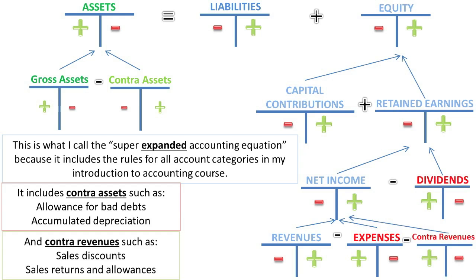It also includes contra revenues such as sales discounts and sales returns and allowances. For example, a sales return allowance is when you make a sale to a customer and they return it. A sales discount is when you make a sale to a customer and you give them a discount for paying it off early. So as these contra revenues go up, your net income goes down. Why? Because people are returning goods. They're returning sales effectively. Debits on the left, credits on the right.